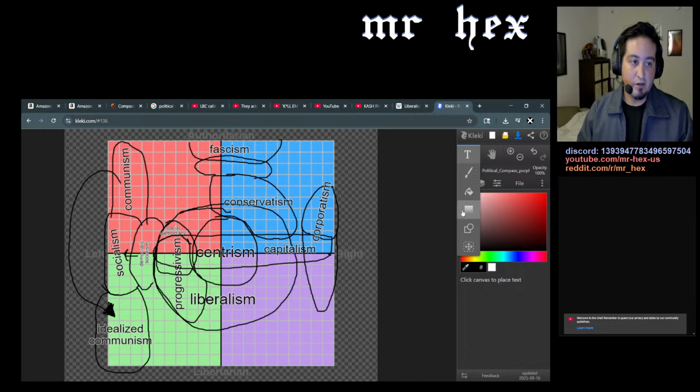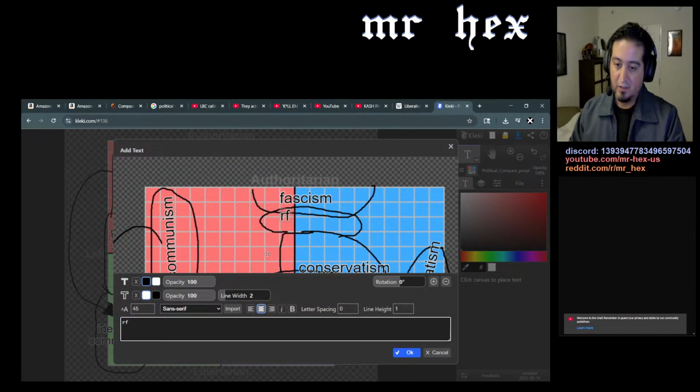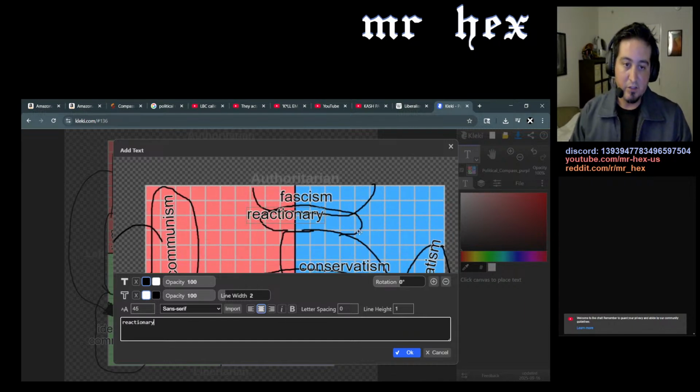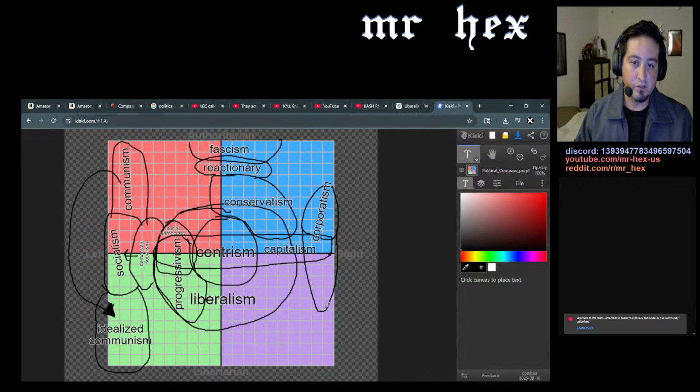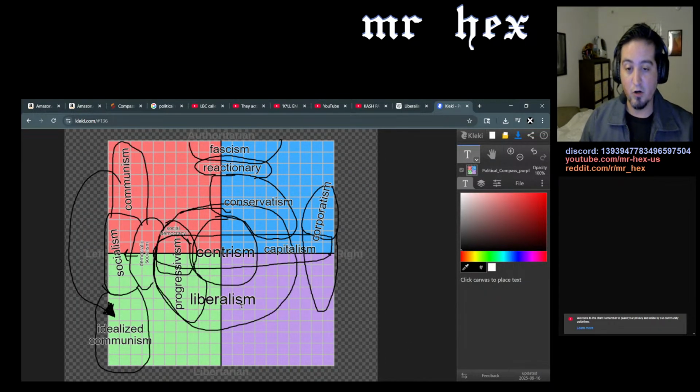Now reactionary is kind of in between. Reactionary is basically the thing that gets you to fascism. Reactionaries oppose social progress, and they'll oppose it so much that they wind up with a strong reaction to clamp down on social progress, and this is why it leads to authoritarianism.